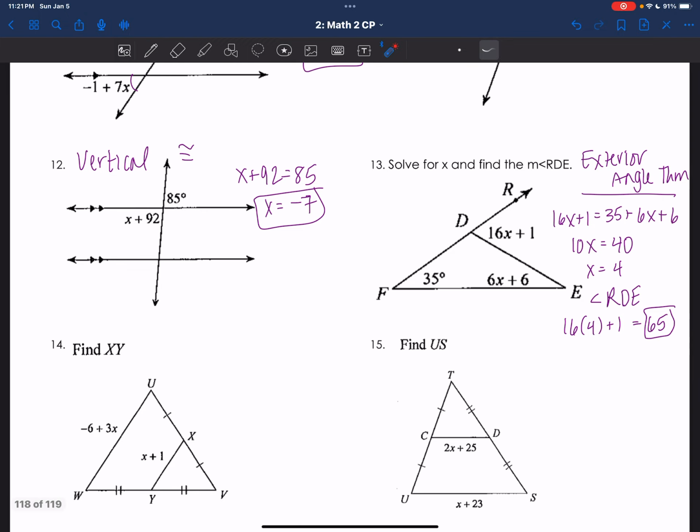Now, this one's different because you have to solve for x and you have to find the measure of RDE. So solve for x. So exterior angle says this angle plus this angle equals this angle. So your exterior angle equals the sum of the two remote interior angles. And then once you get x equals 4, substitute 4 back into here. And then that's how you get an answer of 65.